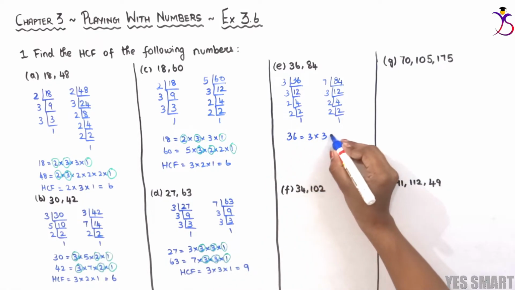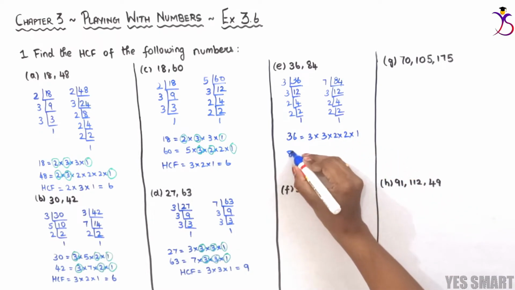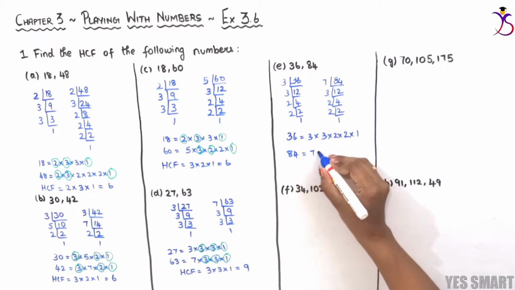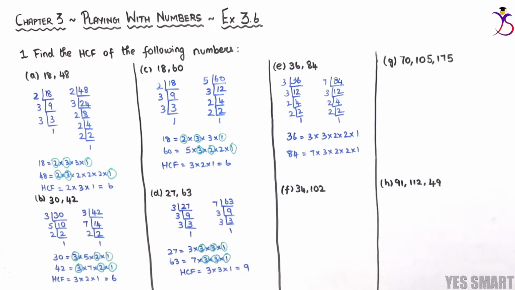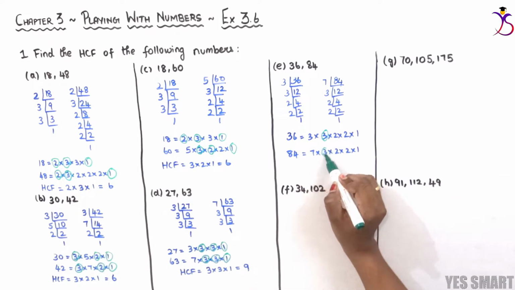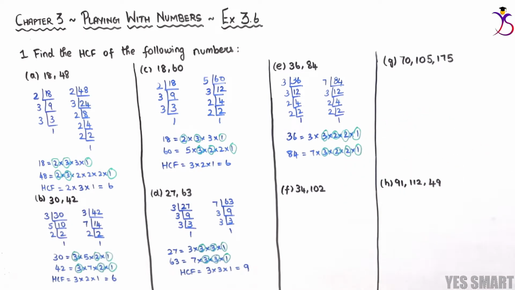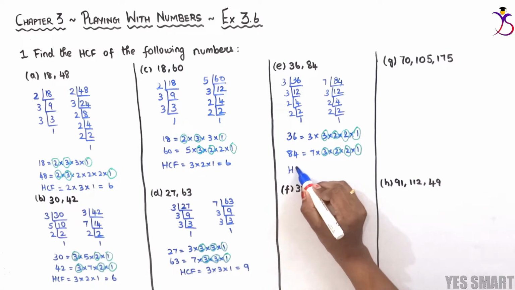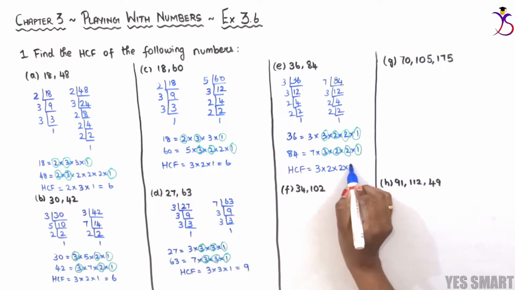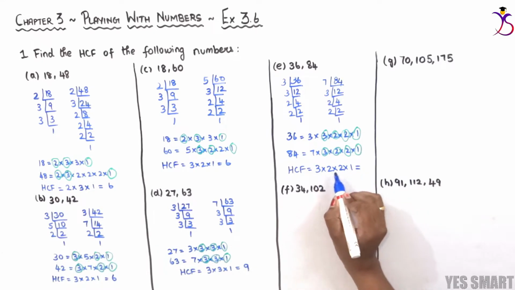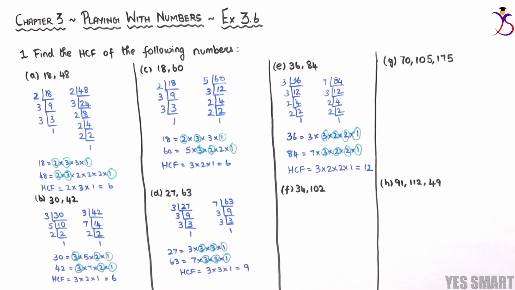36 equal to 3 into 3 into 2 into 2 into 1. And for 84, 7 into 3 into 2 into 2 into 1. Now let's circle the common factors. 3, 3, 2, 2, 2, 2, and 1, 1. Therefore, HCF equal to 3 into 2 into 2 into 1. 3 2s are 6, 6 2s are 12, 12 1s are 12. Therefore, HCF value is 12.